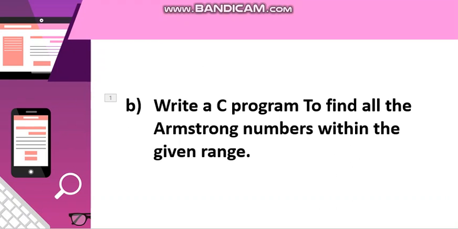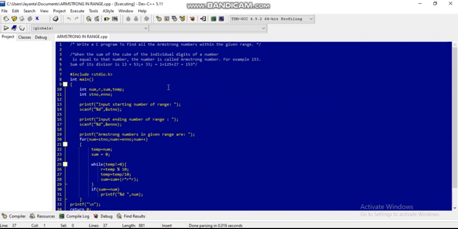Now we will discuss the program: write a C program to find all the Armstrong numbers within the given range. To solve the problem, first we have to know what is an Armstrong number. Here you can see in the definition, when the sum of the cube of the individual digits of a number is equal to that number, the number is called an Armstrong number.